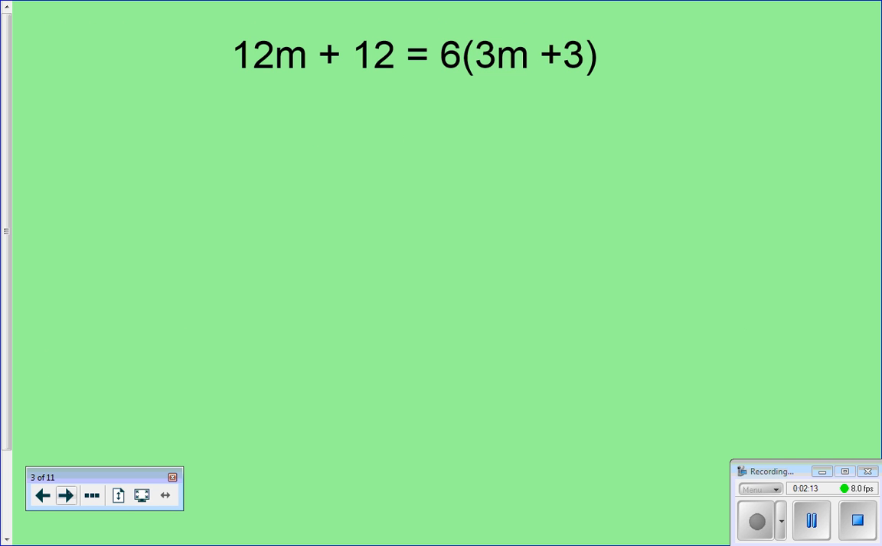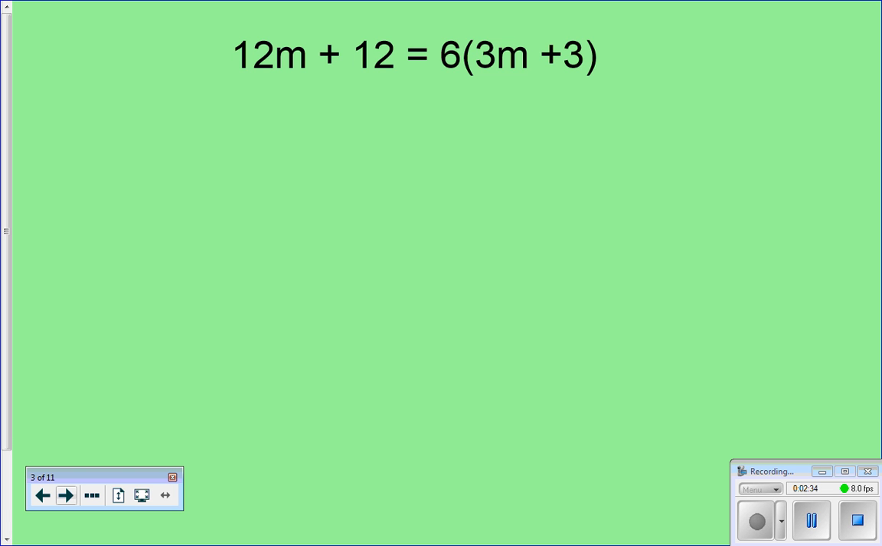All right, so let's do a few practice ones. And let's just, not saying that these are going to be a null set or an empty set or an identity, but let's just practice and see what we come up with here, okay? So this is our first problem. 12m plus 12 equals 6 parentheses 3m plus 3. And our job is to always find out what the m or the variable equals.